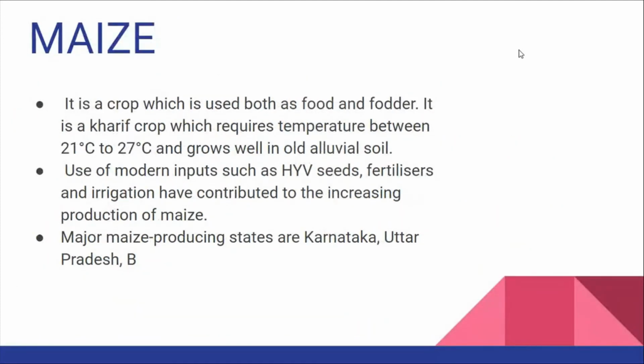Now maize. It is a crop which is used both as food and fodder. It is a kharif crop which requires temperature between 21 to 27 degrees Celsius and grows well in old alluvial soil. Use of modern inputs like HYV seeds, fertilizers, irrigation have contributed to the increasing produce of maize. Major maize producing states are Karnataka, Uttar Pradesh and Bihar.